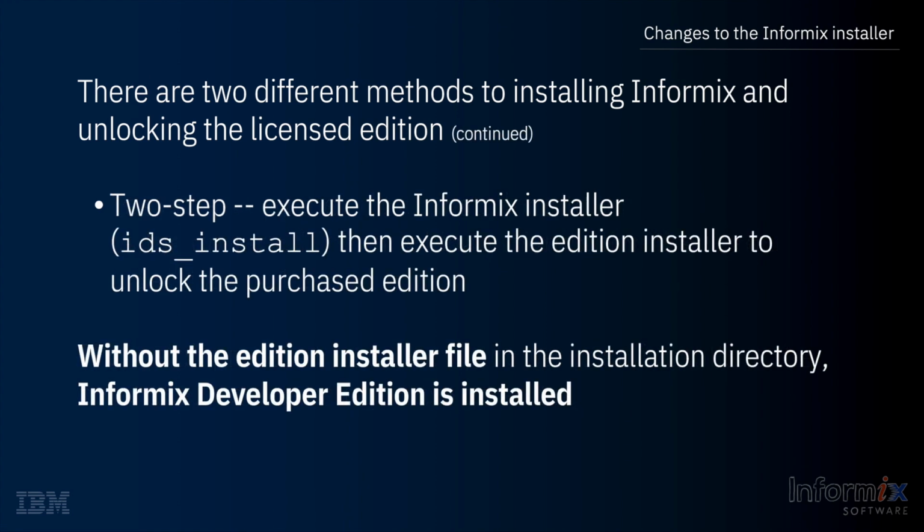However, you can choose to install the engine first, then unlock the edition functionality. To do this, the edition jar file must be in a different directory, then install Informix as usual. In this case, Developer Edition with all of its limits is unlocked and installed.